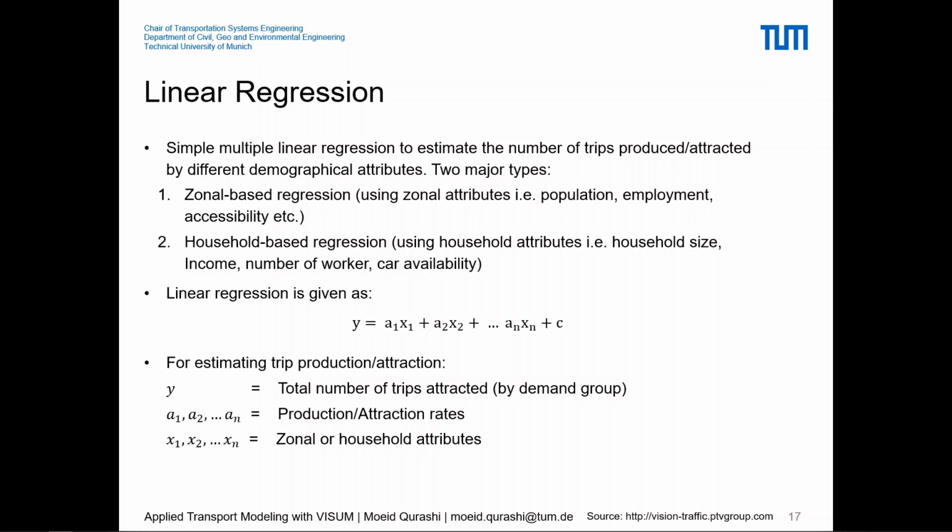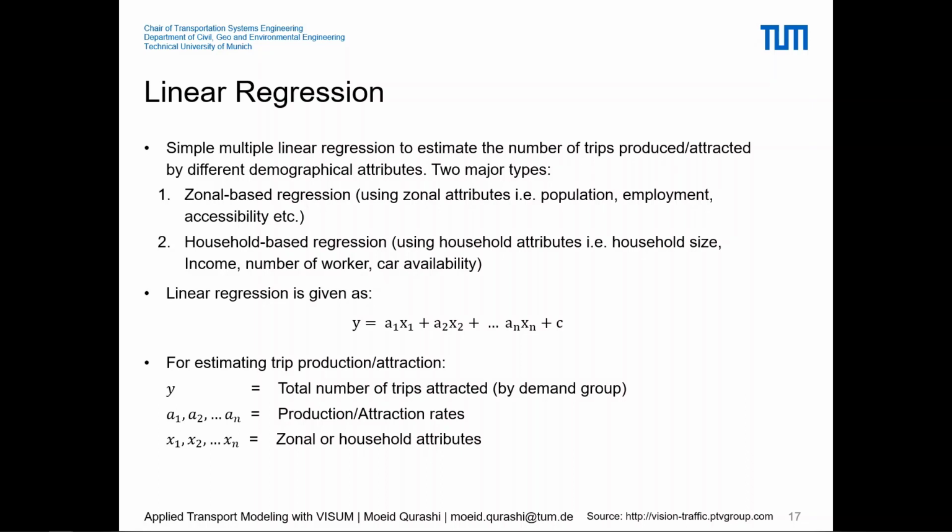So household size, income, number of workers, car availability. Yeah. So there's more detail. This is, of course, a more detailed field itself, doing the regression by different types of data classification or data attributes. Right now we're just going to see a simple version of this to find the attraction rates based on the first type, that is zonal-based regression.